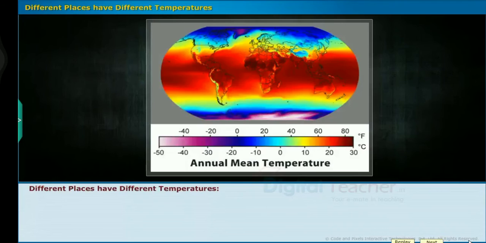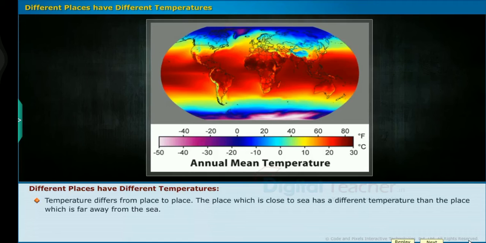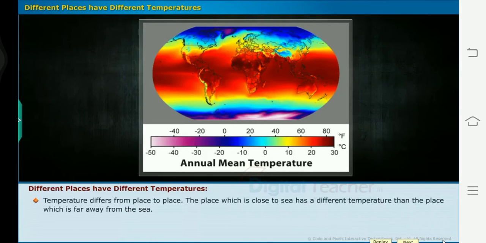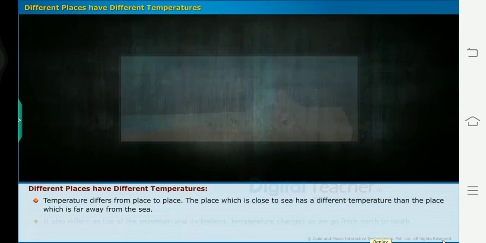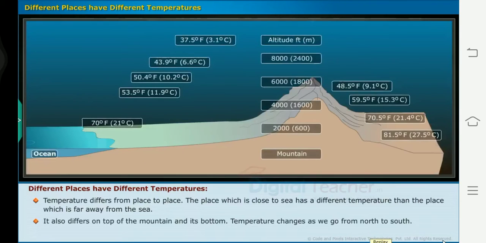Now, let us learn about why different places have different temperatures. Temperature differs from place to place. The place which is close to the sea has a different temperature than the place which is far away from the sea. It also differs on top of the mountain and its bottom. Temperature changes as we go from north to south.